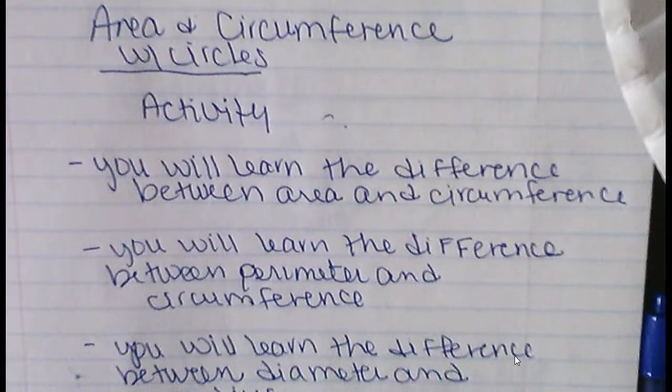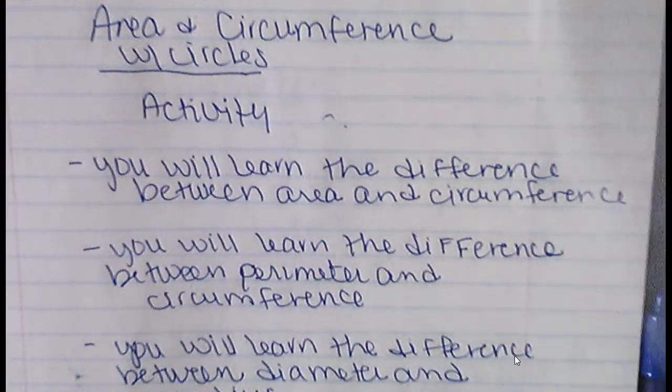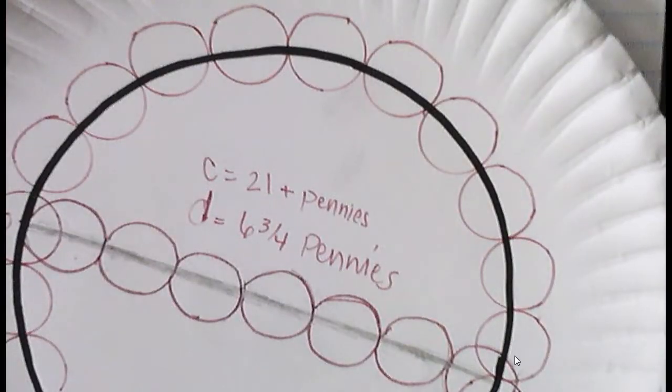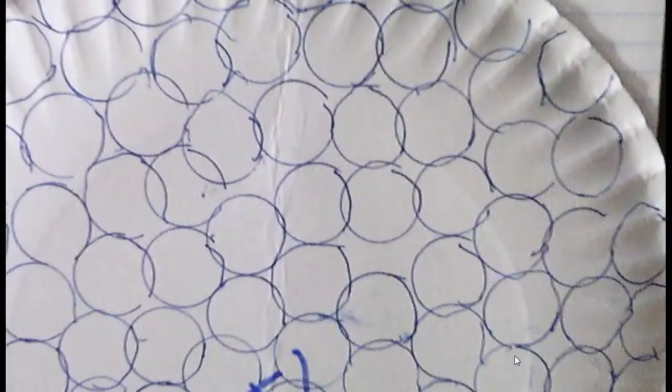Next question. So let's go look at those questions we've been working on. Number 1, it says you will learn the difference between area and circumference. Well, what is the difference? That's area. Circumference is that row of circles just around that circle. So there's a big difference. One's the distance around and one is the complete shape.